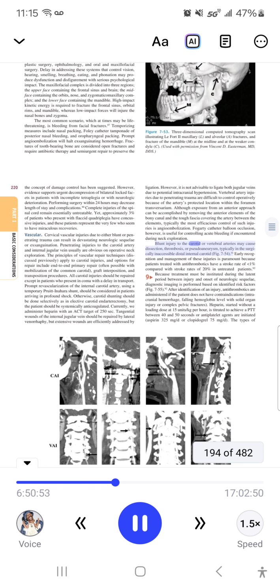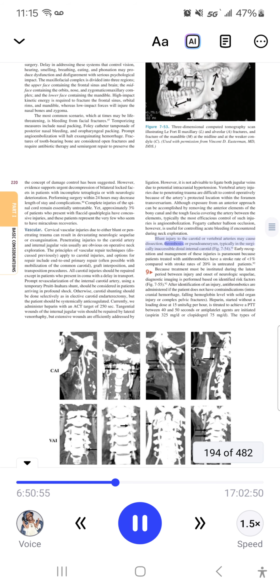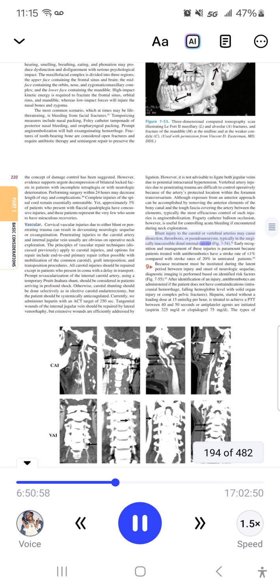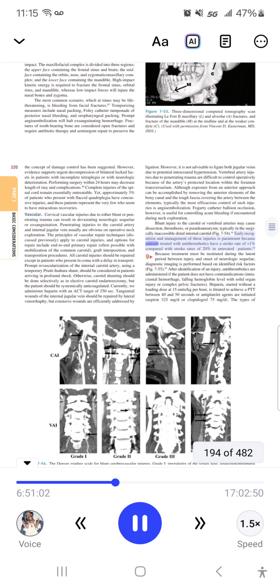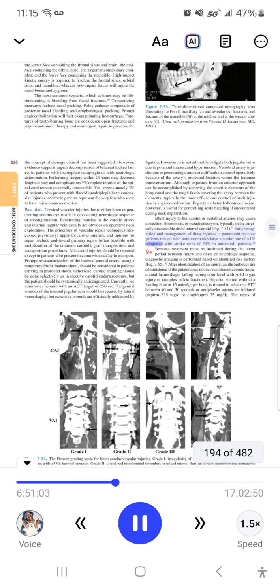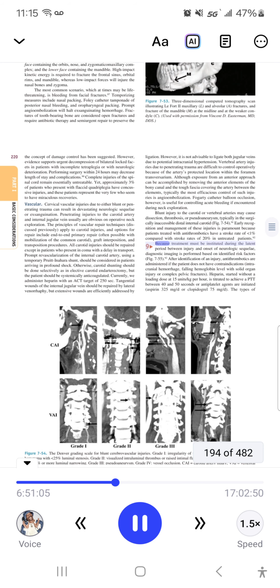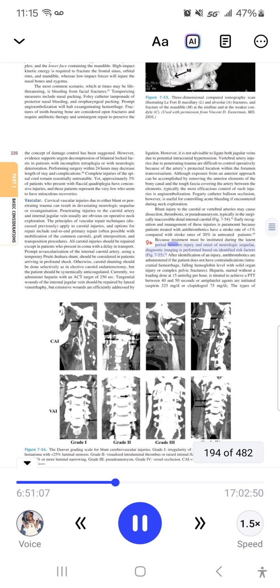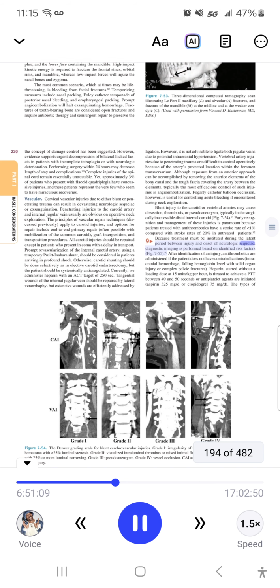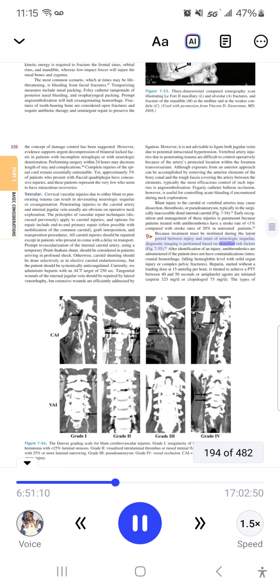Blunt injury to the carotid or vertebral arteries may cause dissection, thrombosis, or pseudoaneurysm, typically in the surgically inaccessible distal internal carotid. Fig. 75-4. Early recognition and management of these injuries is paramount because patients treated with antithrombotics have a stroke rate of 1% compared with stroke rates of 20% in untreated patients. Because treatment must be instituted during the latent period between injury and onset of neurologic sequelae, diagnostic imaging is performed based on identified risk factors.